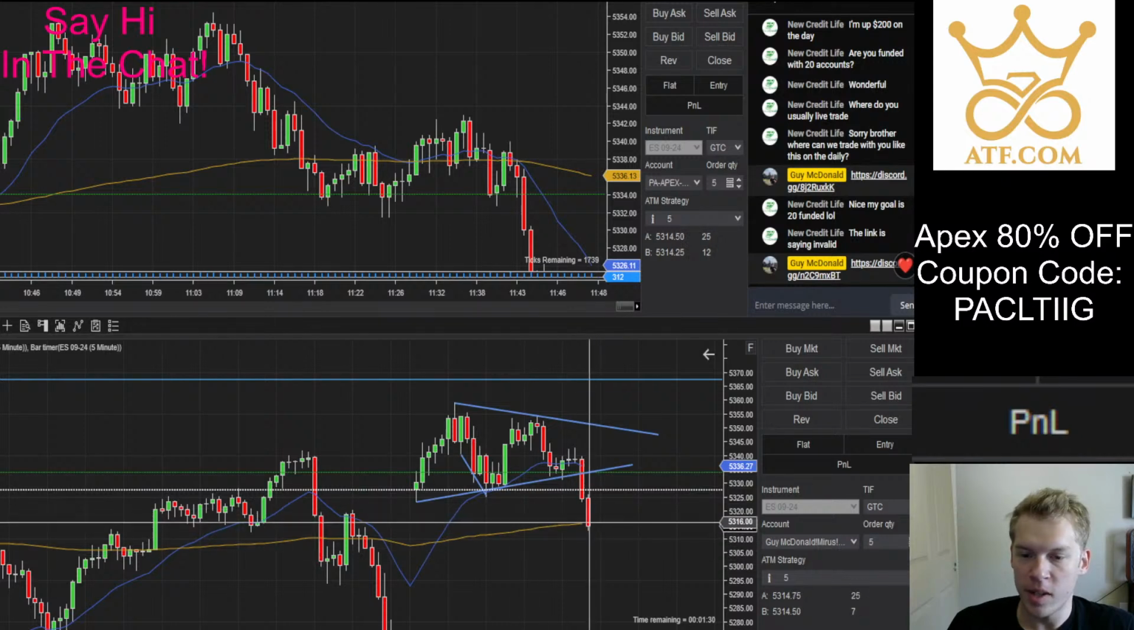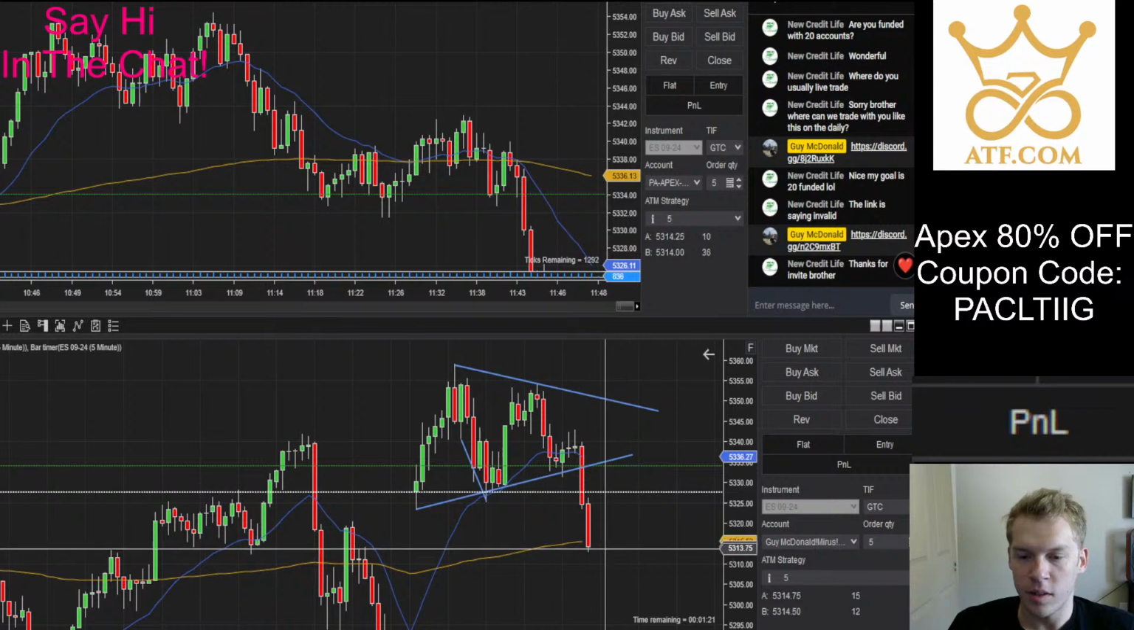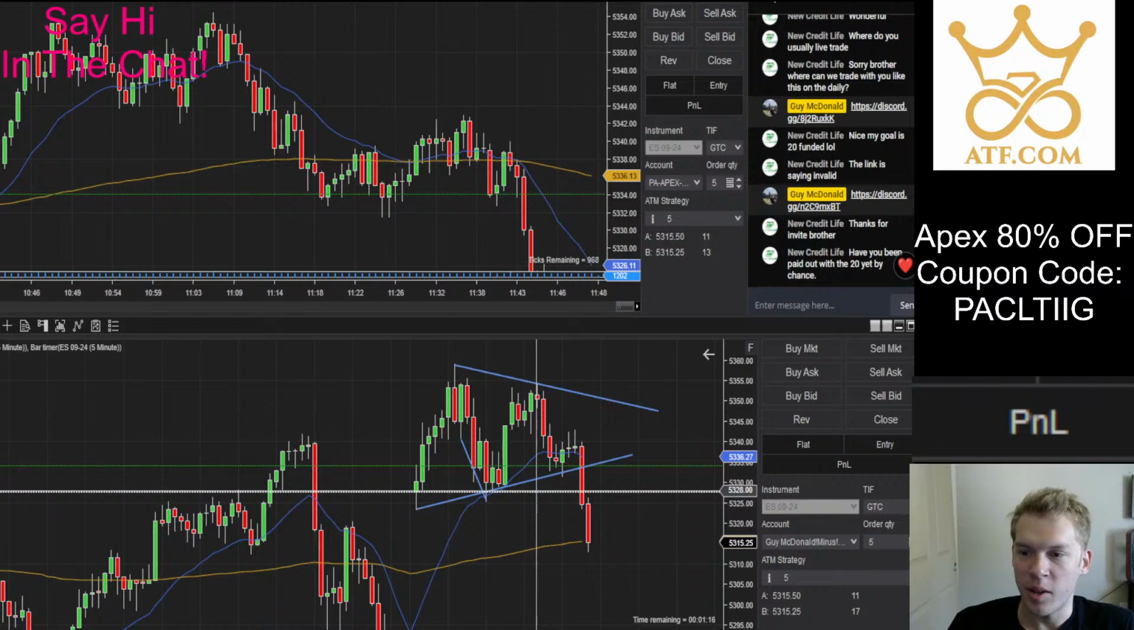So if bears can get a second bar closing down like this, that might show a change in the personality of the day.